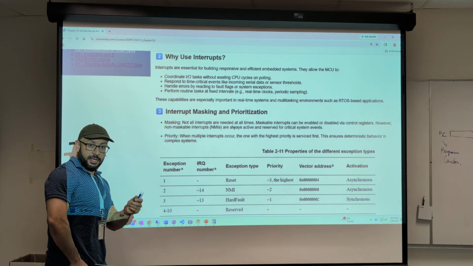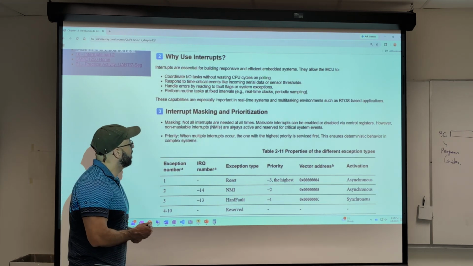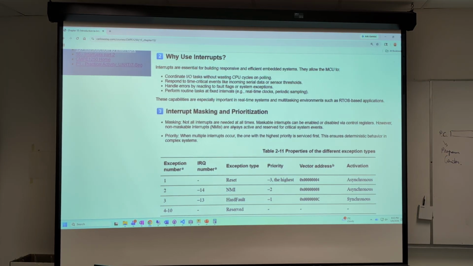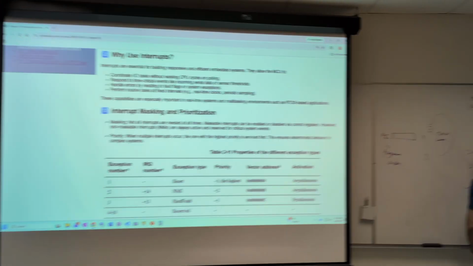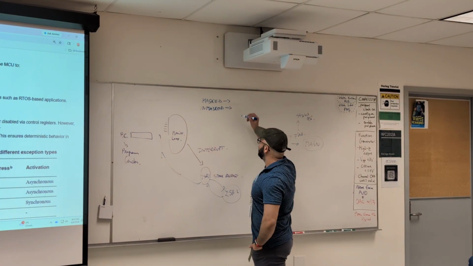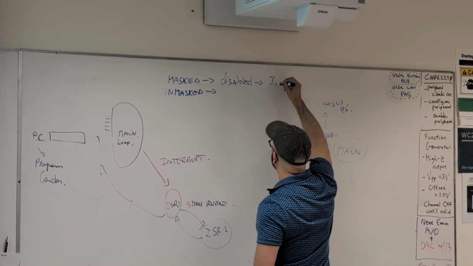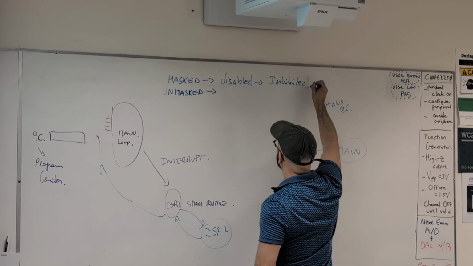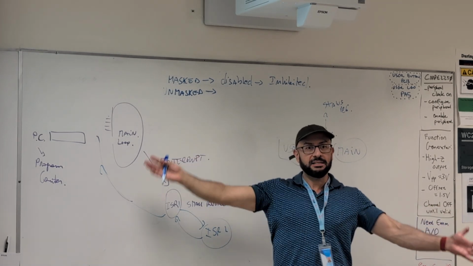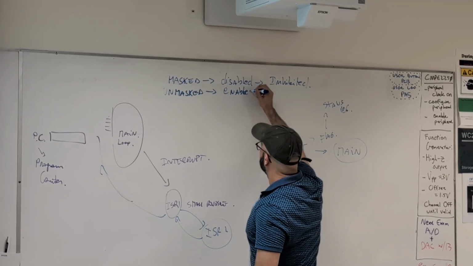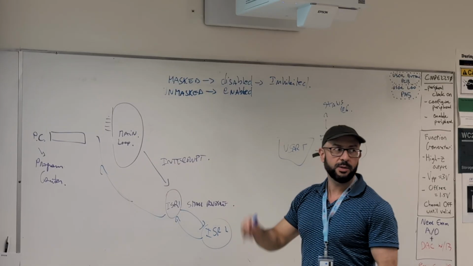We talked about priorities, interrupt masking, and prioritization. Now, this nomenclature is a bit confusing. When an interrupt is masked, we say that it's disabled or inhibited. Okay? And when it's unmasked, like uncovered, is the process of enabling. Okay? So this thing gets a little bit confusing.